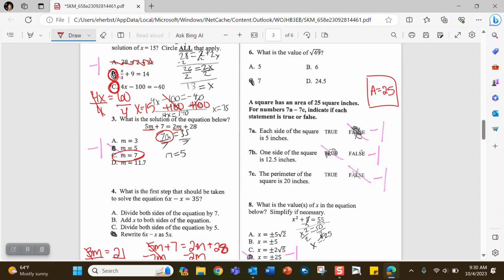So really, when you know the area, you're just square rooting this number. Well, the square root of 25 is 5, right? 5 times 5 is 25. So I know the side lengths of the square. Each side of the square is 5 inches. That's true. One side of the square is 12.5. Now that has to be false because we just proved that it's 5. The perimeter, right? The distance all the way around, 5 plus 5 plus 5 plus 5, or 5 times 4 is 20. So when you know the area of the square, you take the square root of that number and it will give you the side length.